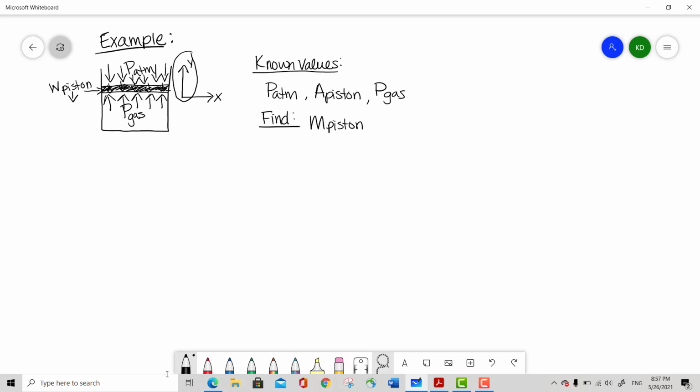Okay, so how do we solve to get the mass of the piston? Well, if you remember, we can use the sum of forces. And see this y right here, that's the sum of the forces in the y direction, so either negative or positive. And then we can use this to find a system in equilibrium.